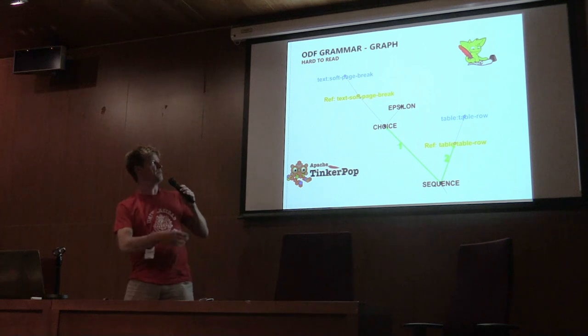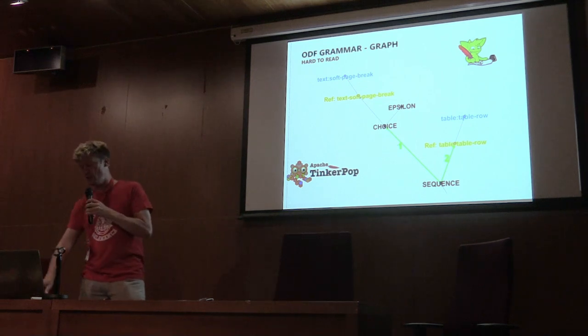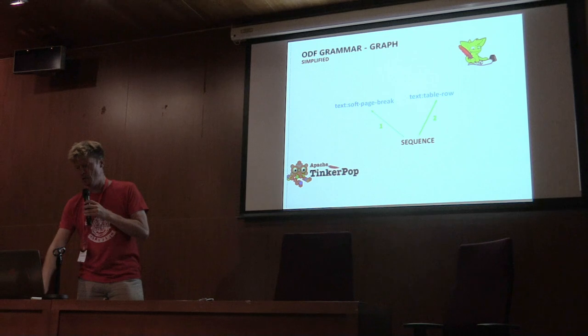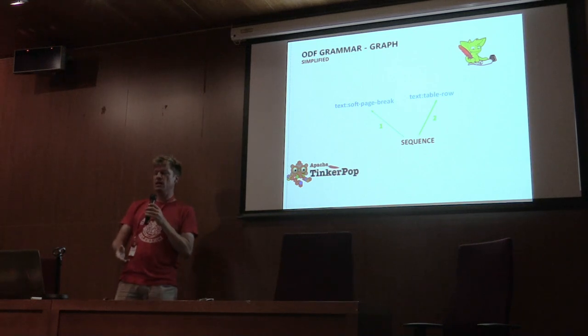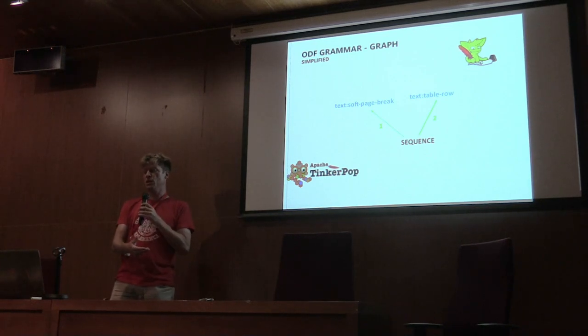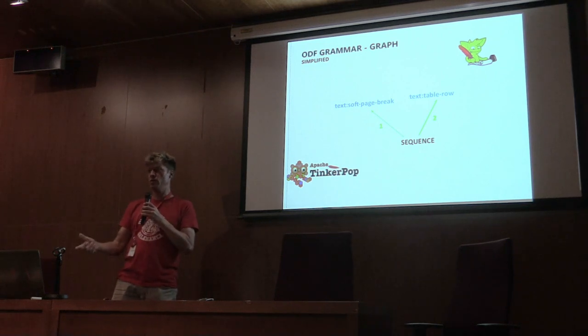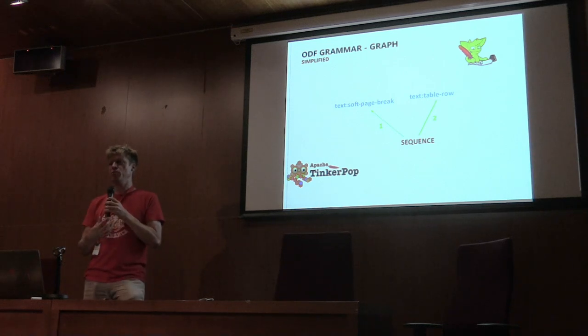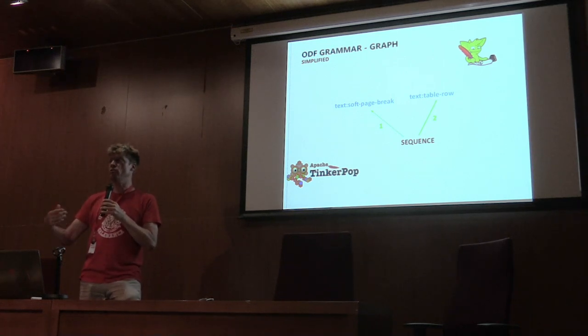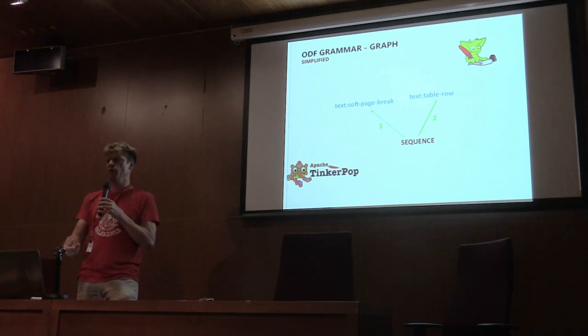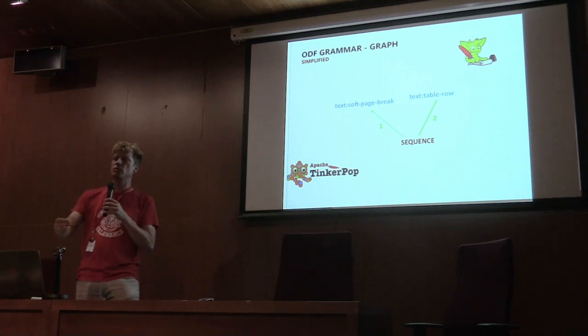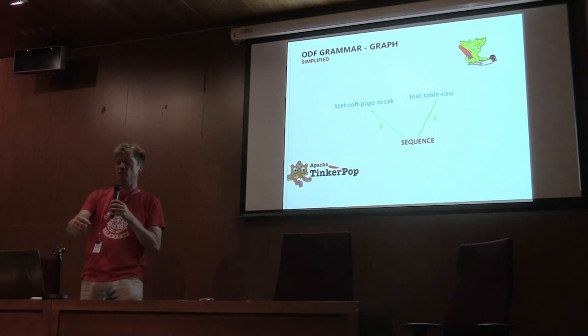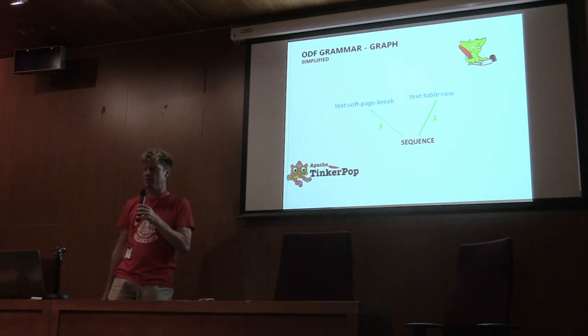We can dive further on, and this is also hard to read. Epsilon means nothing, and if it's choice nothing, then it's optional, and we can remove the boilerplate and have a sequence, like saying there can be a soft break, but there has to be a table row, okay? Ahead of that might be a soft break. This is what can be read here, and from that you can generate your source code. So if somebody inserts a soft page break, the source code should automatically check whether a text table row is already inserted in front of it, or otherwise appended. That's what I'm trying to say.